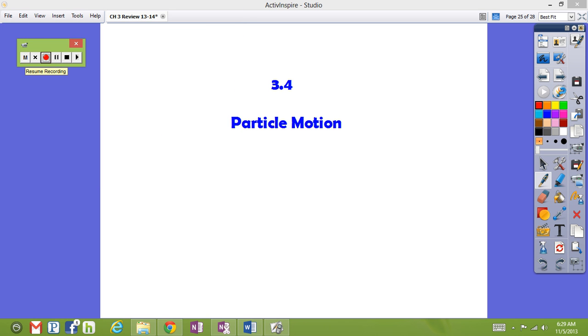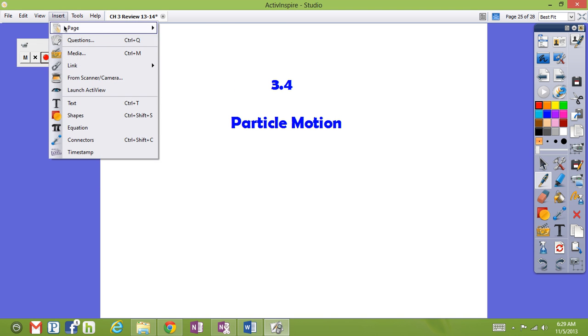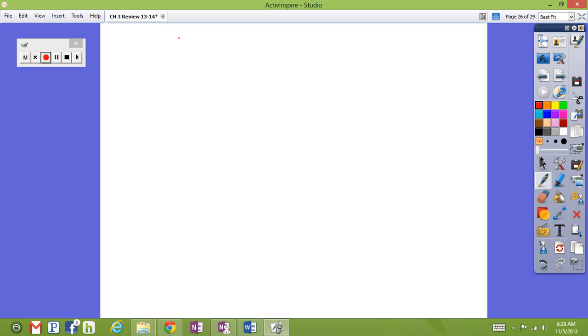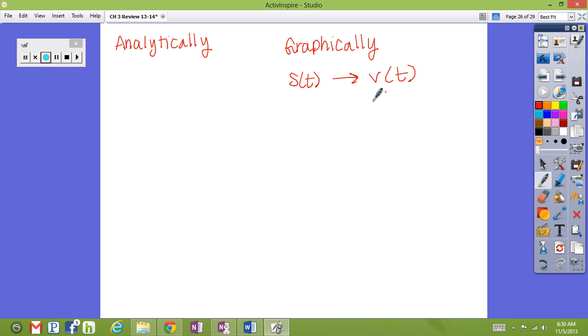Alright, particle motion. I'm not going to go through all of the rules, but particle motion you should be able to do analytically, which means if I give you the functions, and that's the example I'll do today, or graphically. Remember, the key is, based off of what they give you, how do you get to the function that you want? If I give you s of t, but I want a v of t sign chart, then you're going to look at slopes.